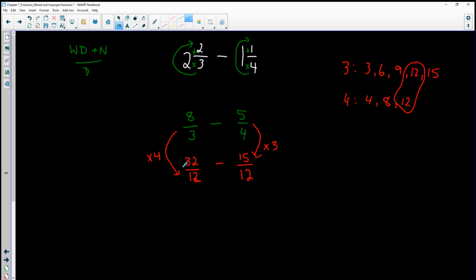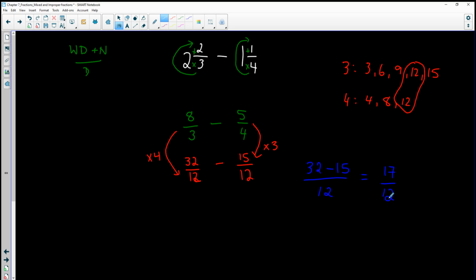Now that I have my common denominators, I can go ahead and subtract. So I would go 32 take away 15 over 12. So 32 subtract 15 is going to be 17 over 12. Now, am I done? No, right? I have to say, well, this is still an improper fraction, and so I need to convert it back into a mixed number. So how do I do that?